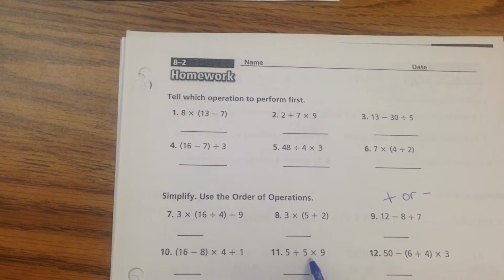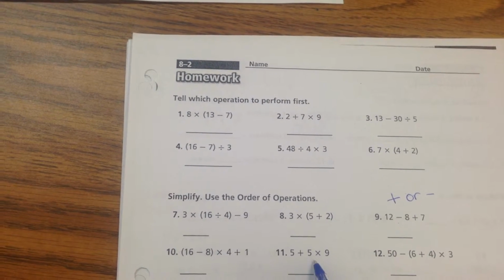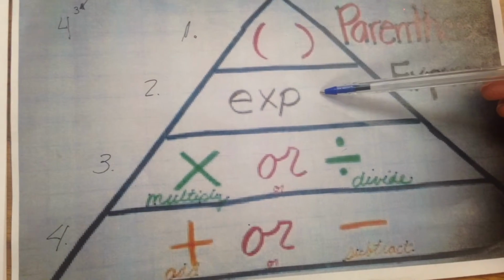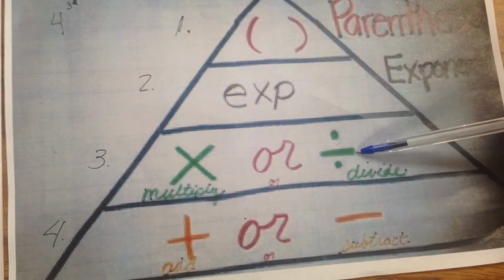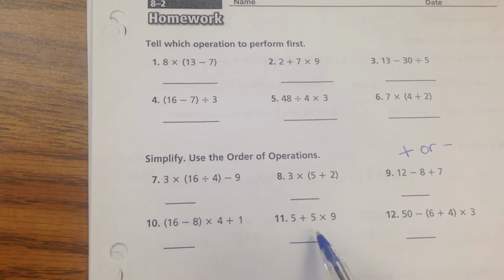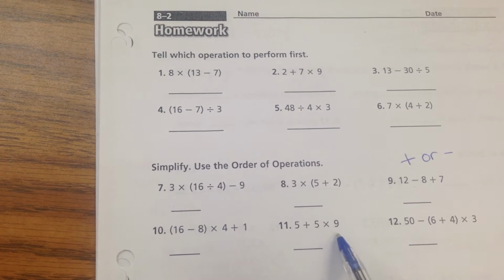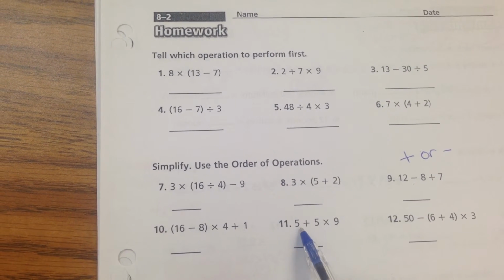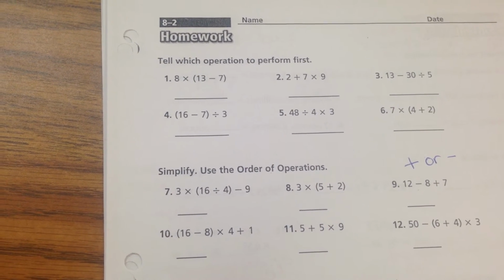If you look at this one, here you have adding and then multiplying. If we think back to our order of operations, we don't have to worry about parentheses. We don't have exponents in our problem. We have multiply or divide. So that would be our first step in the 5 plus 5 times 9. So 5 times 9 is 45. And then you go back and you add the 5 to get 50.